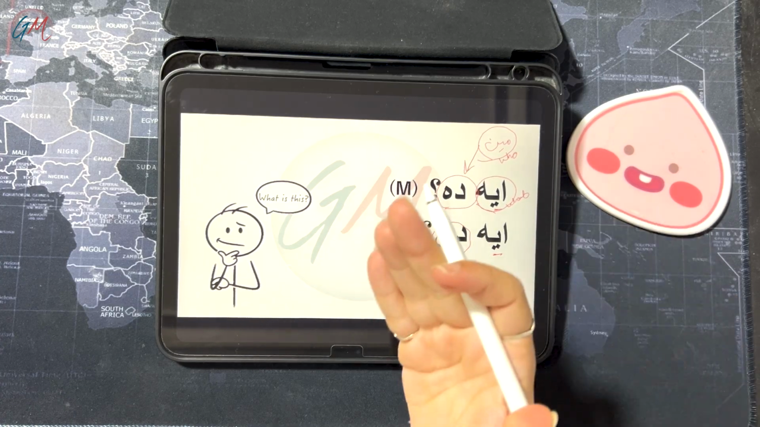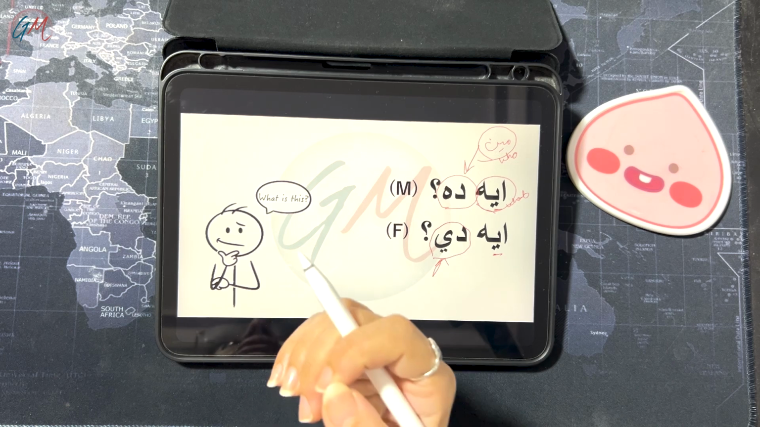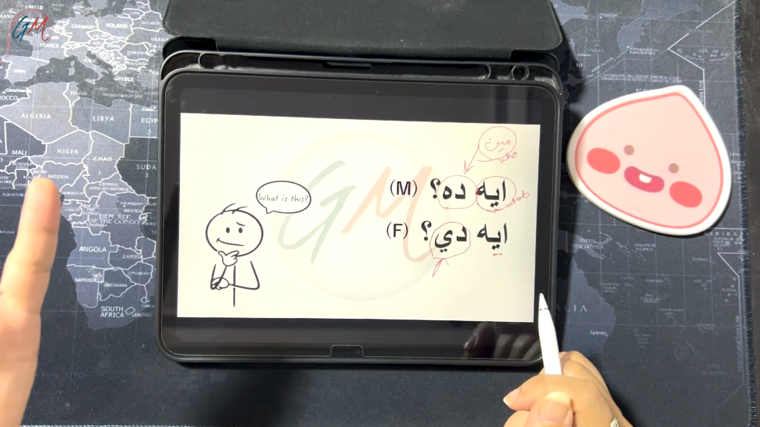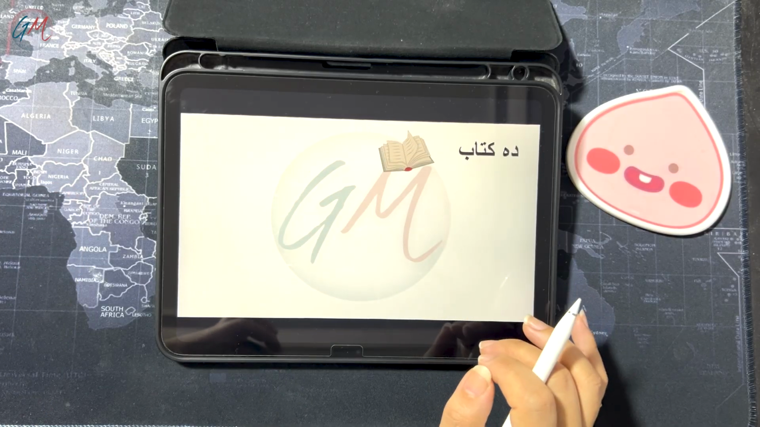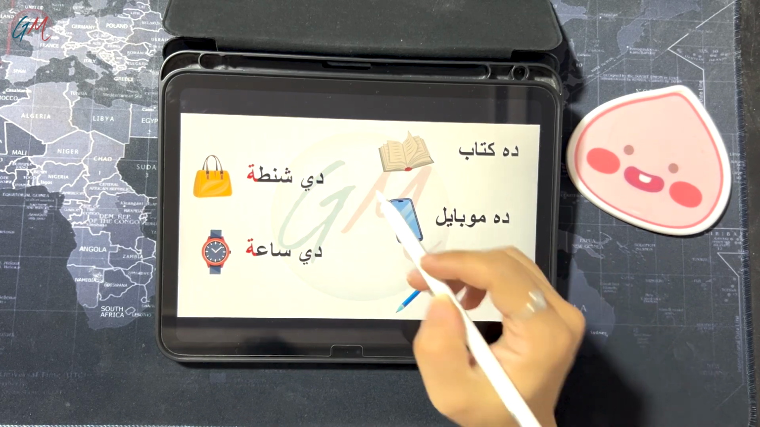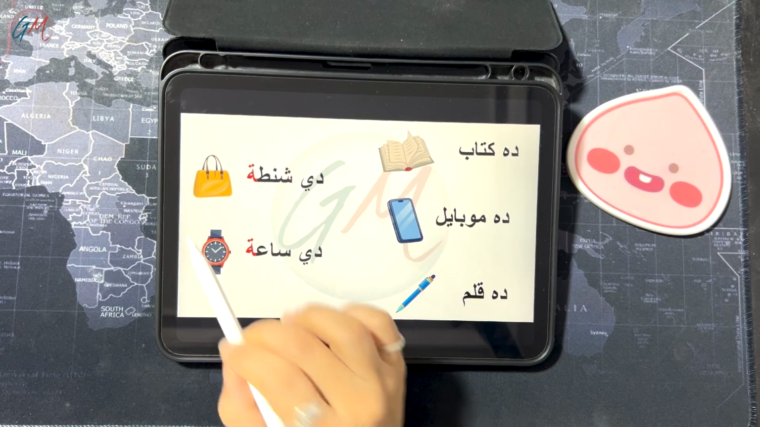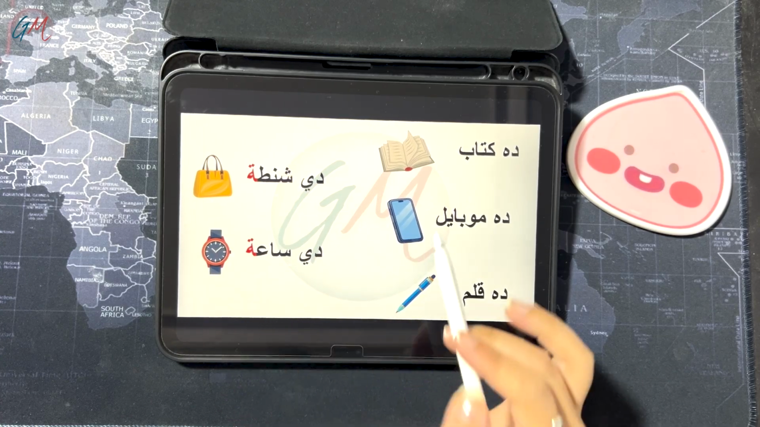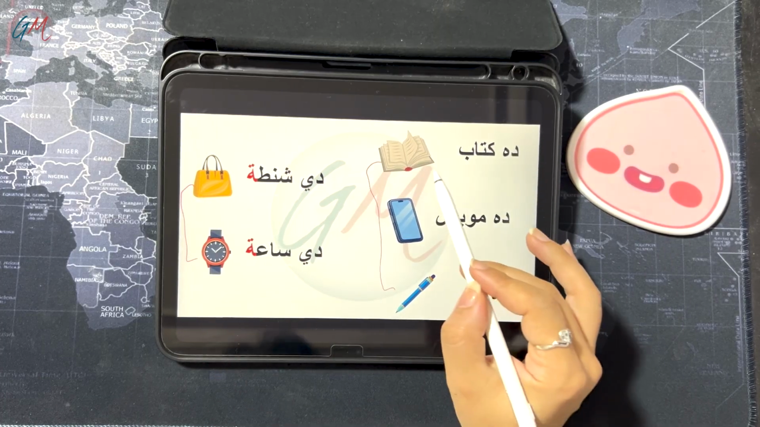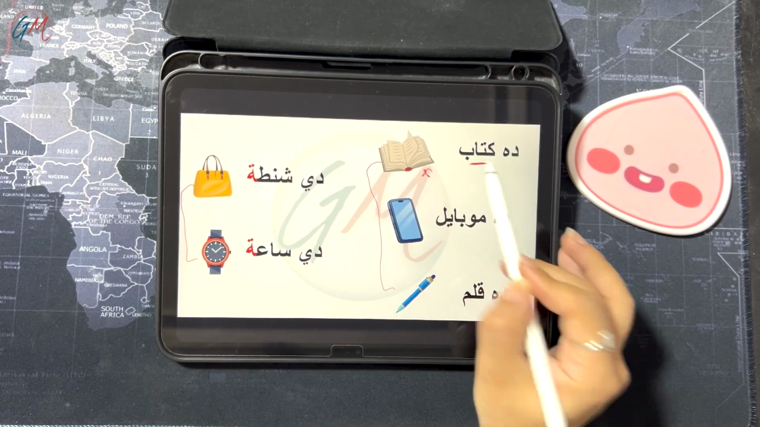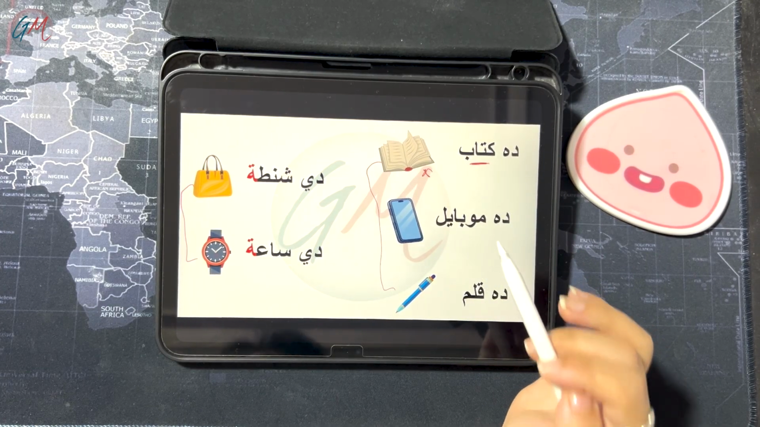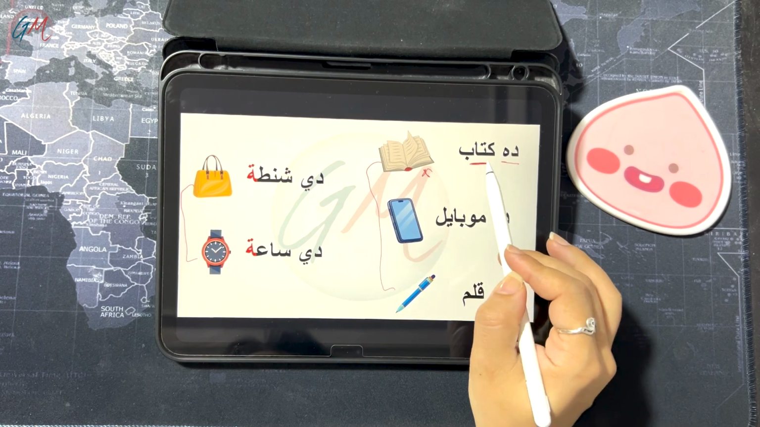Min means who, but here it means what. So when I'm asking Ada, what is this? Ad, still what is this? But the difference would be Ada for a male object and Adi for a female object. So let's check it out together. Here are a couple of objects we can see in our daily life: a book, a phone, a pen, a bag, and a watch. But then we have male stuff and female stuff. For a book in Arabic we say kitab. Kitab in itself is masculine, so we say da kitab.